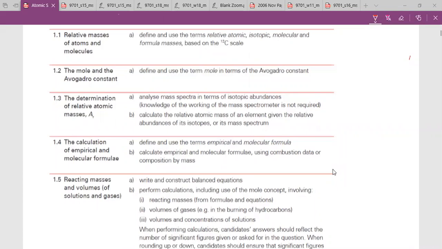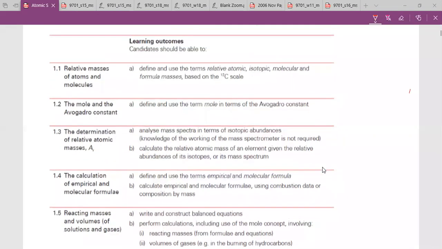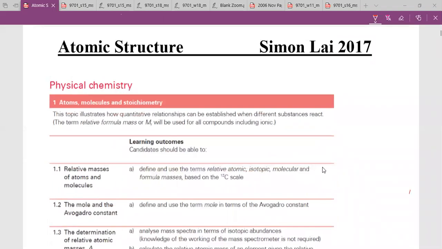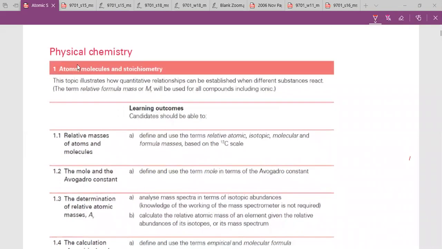I'm going to start with AS physical chemistry. This you can see is atomic structure, the physical chemistry. Okay, it's the first part. You can start with 1, 2, 3, so we're starting from the very beginning. And you see the atoms, molecules, and stoichiometry.